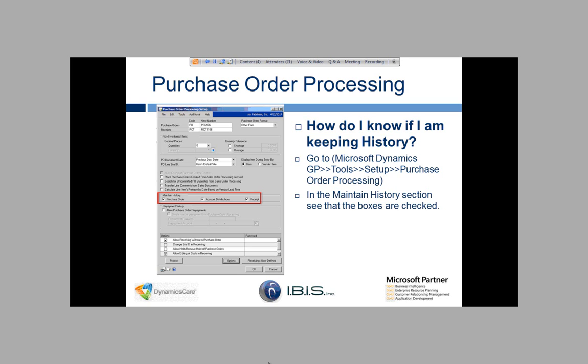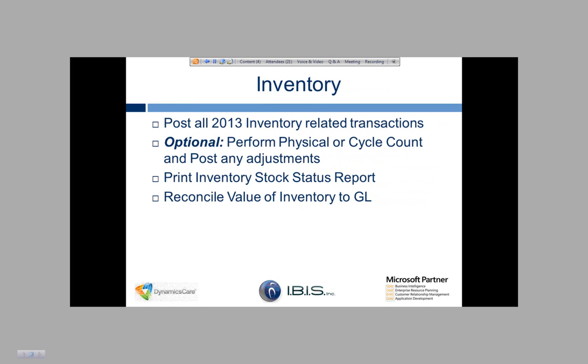So moving on to inventory. Handling inventory is similar in nature, but it's right before we do Receivables Management closed. With the inventory, we want to make sure that all 2013 inventory related transactions are posted. And then there's an optional step here. You can perform fiscal or cycle counts and post any adjustments. There is the print inventory stock status report.